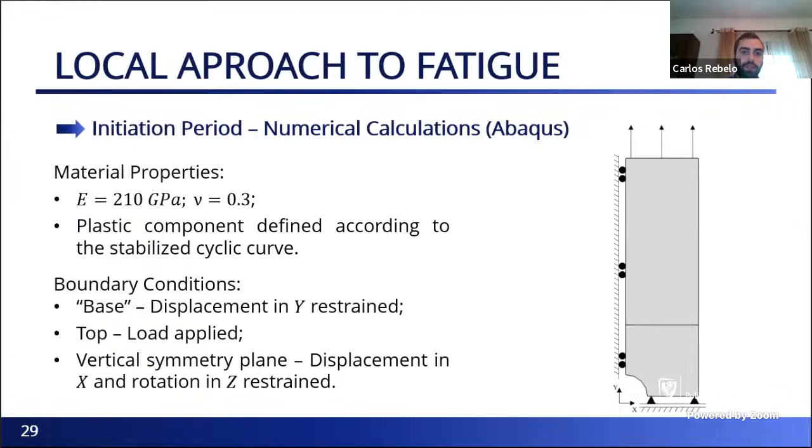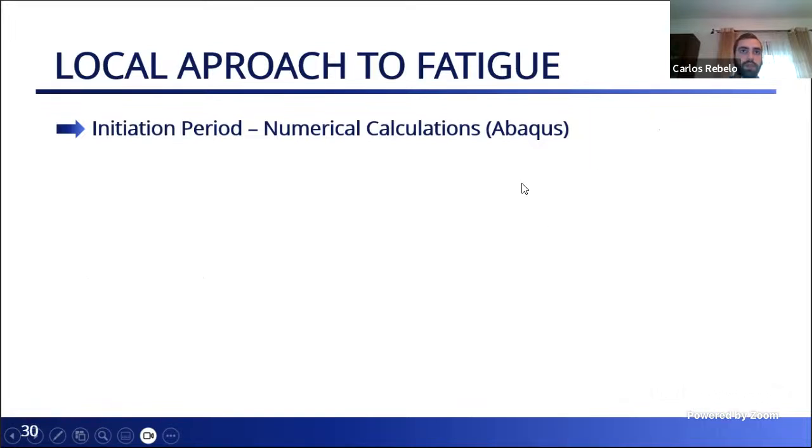Now, entering the penultimate topic, I will discuss the local fatigue analysis. I'll start with the model used in Abaqus for the initiation period. The values considered for the elastic properties are presented here. As for the plastic properties, they were defined according to the stabilized cyclic curve. In defining the geometry, I made use of the double symmetry of the specimen, drawing only a quarter of it. I constrained movements here in the Y direction, here in the X direction, and I applied the stress here at the top of the model.